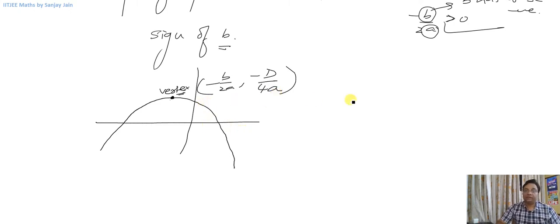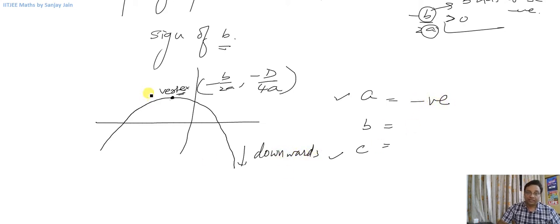So what can you say about signs of a, b and c? A and c you can comment on directly. It is opening downwards, so a is clearly negative. It is cutting the y-axis above the x-axis, right? So this is the value of c. So c is positive in this case. To comment about b, I need to see what is minus b by 2a. Minus b by 2a is here, somewhere here, which is on the negative side of x-axis.